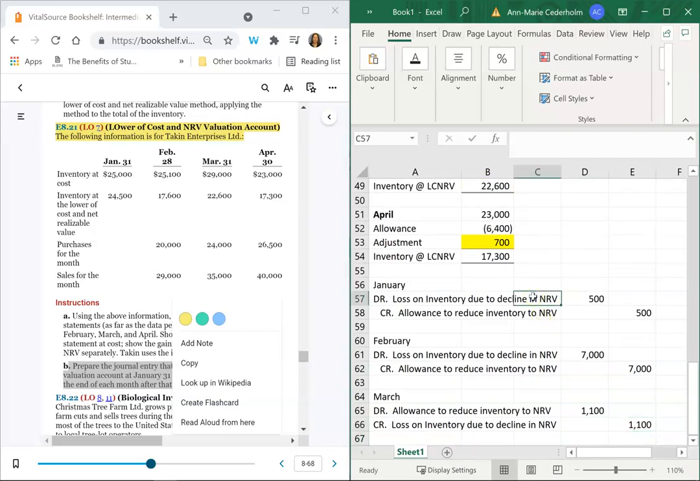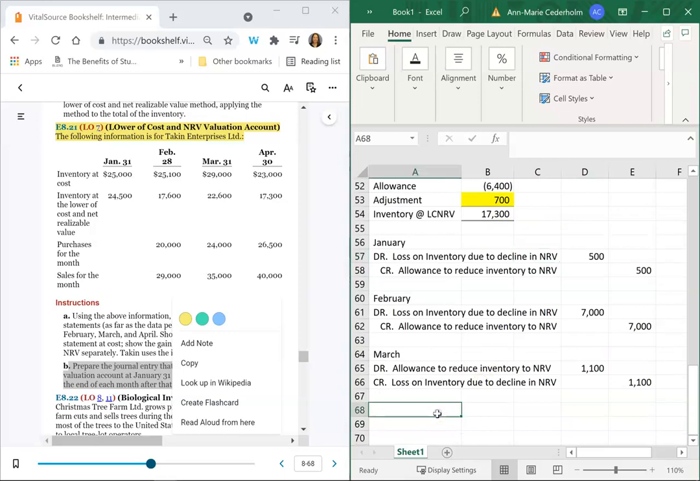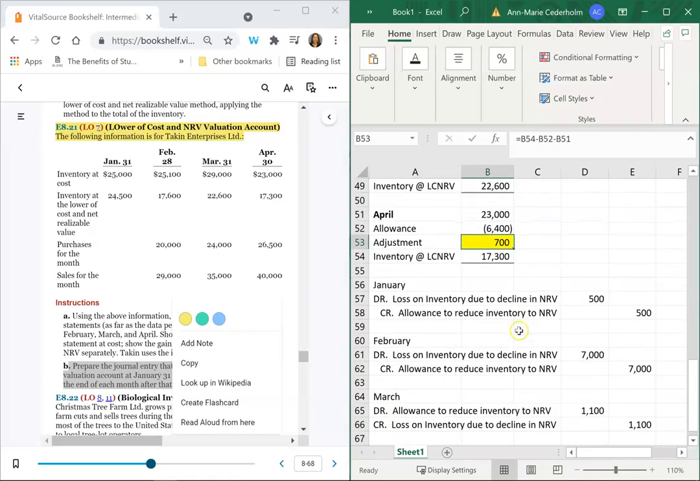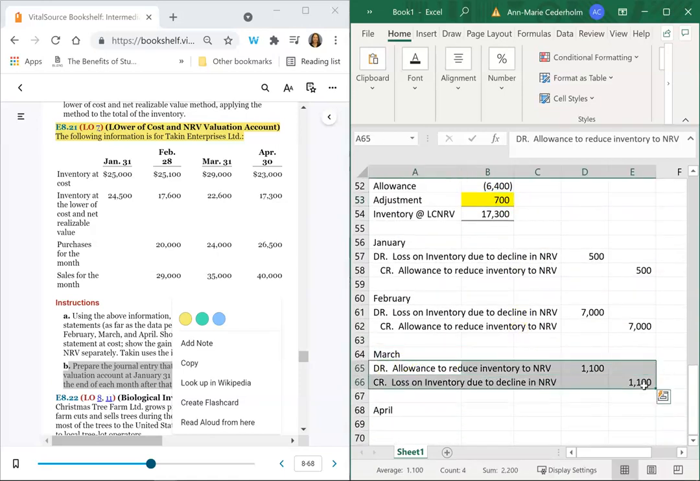And then we'll do April. And I'm again doing a positive adjustment, so I'm going to debit that account. So I'll just use this journal entry.